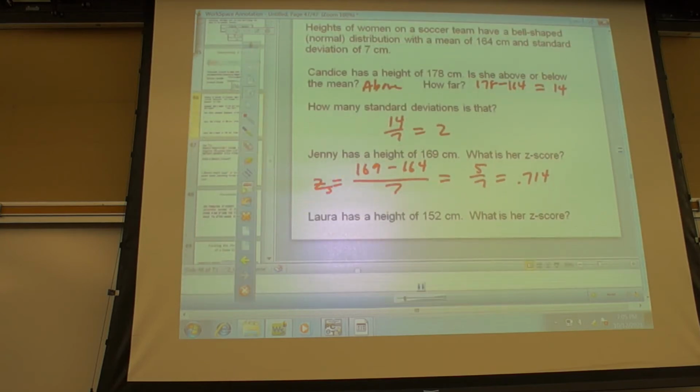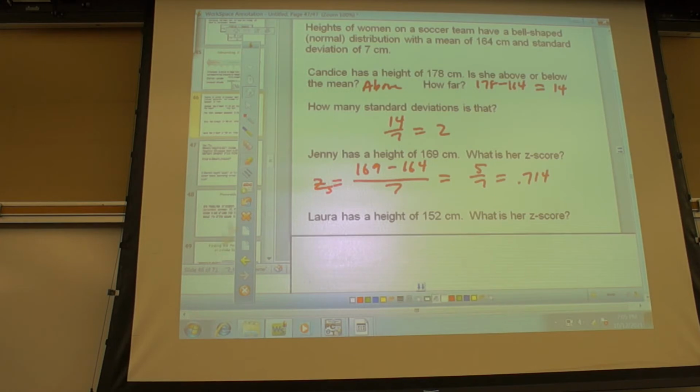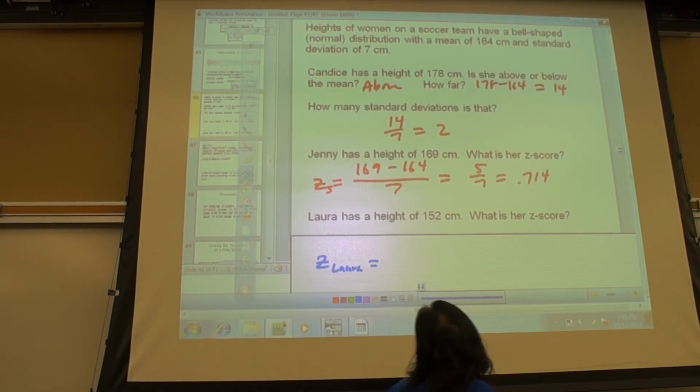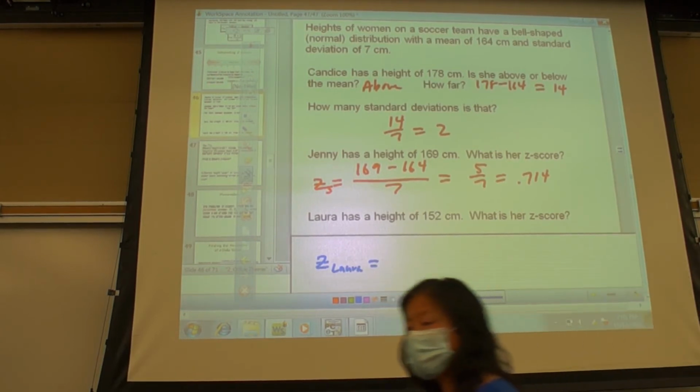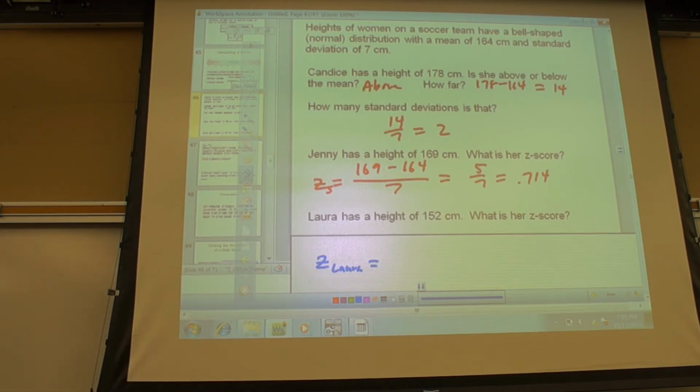Okay. Let's do this next one together. Laura has a height of 152. Everybody find her z-score, Z of Laura. I didn't quite catch the guidelines for unusual. She's within 2 standard deviations, so usual is within 2 standard deviations. If a z-score is less than -2 or greater than +2, you're unusual.